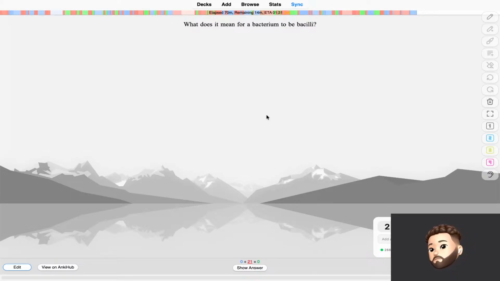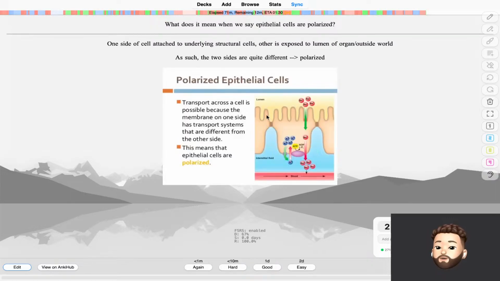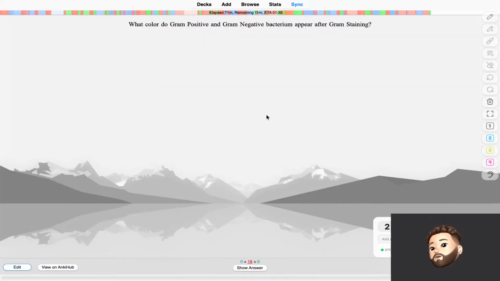What does it mean for a bacterium to be bacilli? It means that it's rod shaped. It means it's one layer. The protein coat. What does it mean? One side is exposed to the structural tissue, aka the connective tissue, and the other side is exposed to the lumen, the outside world. Positive purple, negative pink. What are cilia?